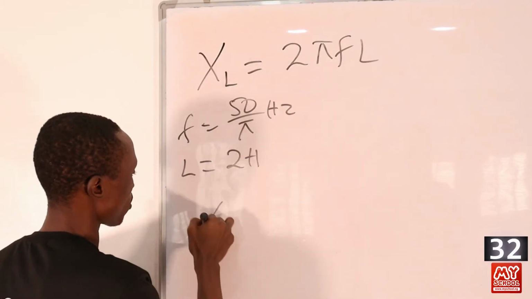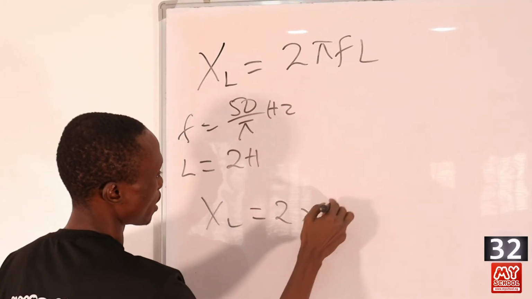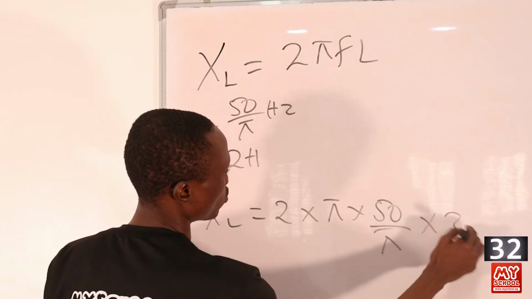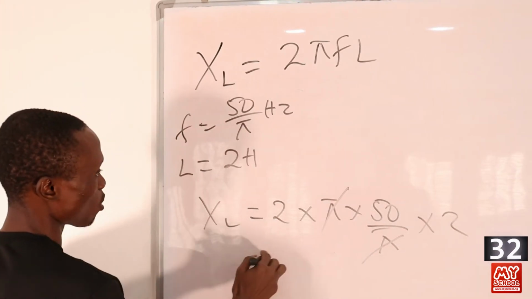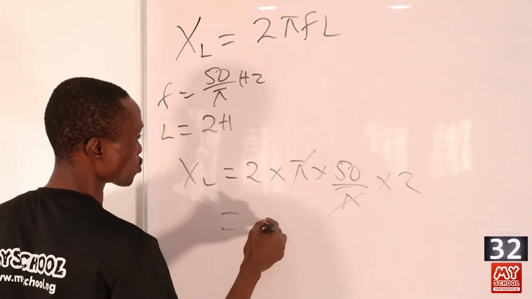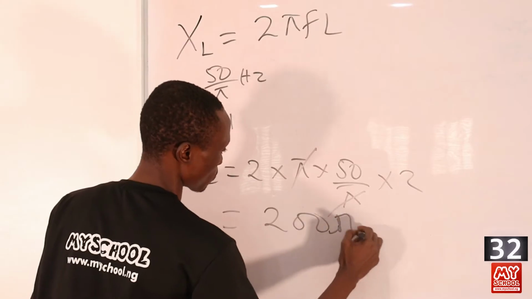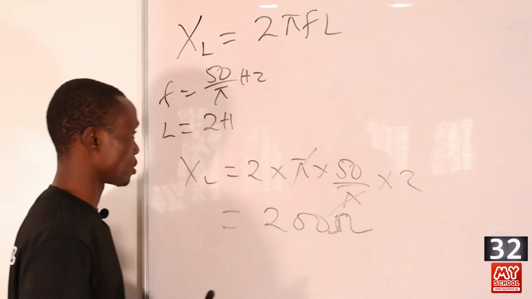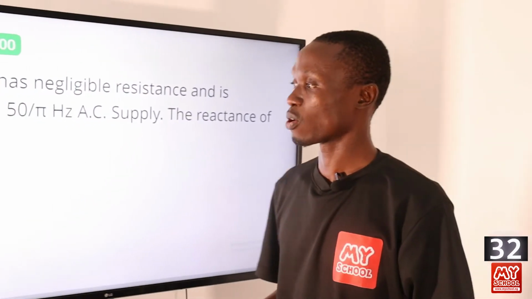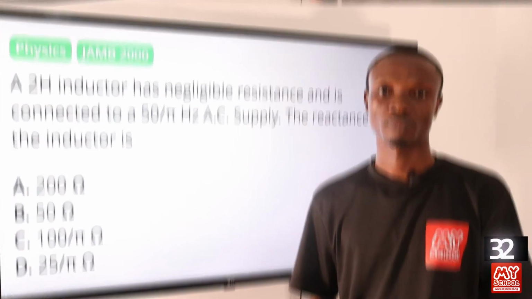So we substitute this into our formula so that inductive reactance is equal to 2 times pi times 50 over pi times 2. So we cancel out pi, so that we'll be having 2 times 50 times 2, that will be equal to 200 ohms. So let's return back to the screen to pick the correct answer to this question. So the correct answer to this question is option A, 200 ohms.